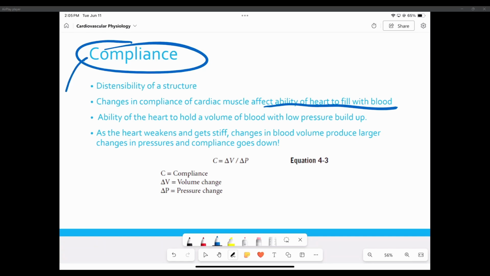So compliance, this is the definition. The ability of the heart to hold a volume of blood with low pressure buildup. We want to hold a large volume of fluid, blood in this case, with minimal changes in pressure. Because we are a cardiovascular system, the system is closed. We are dealing with fluids. If you increase the volume of the fluid, you increase the pressure. They go together. So, compliance, changes in volume over changes in pressure.